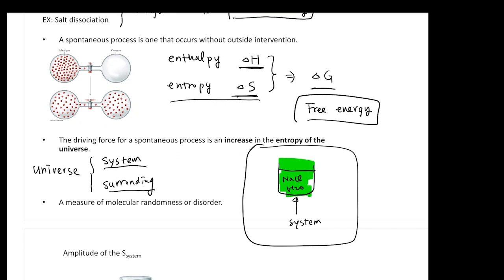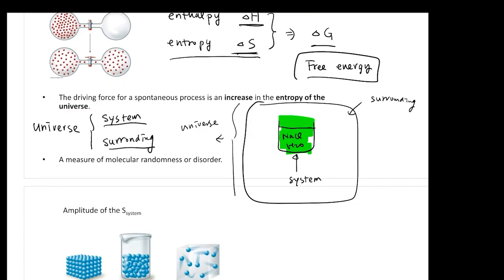So I use this rectangle to represent anything else. That is your surrounding. And the sum of your system and surrounding, we call the universe. So this whole thing is your universe. The system can be anything of your interest. You can define anything as your system. But once you define your system, anything outside your system is called the surrounding. And the sum of the two is the universe. That's a very important concept that you should know.